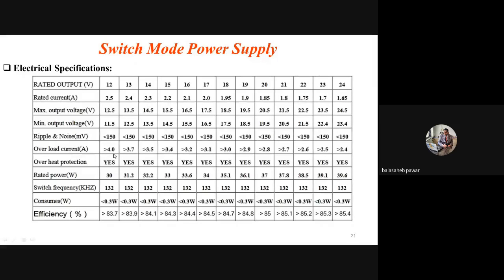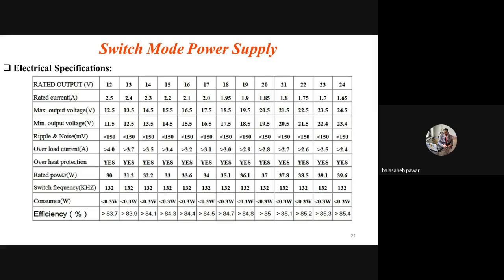Okay. Then overheat protection. See, I took this example from one of the manufacturers of SMPS, and that manufacturer mentioned the electrical specifications of the product.